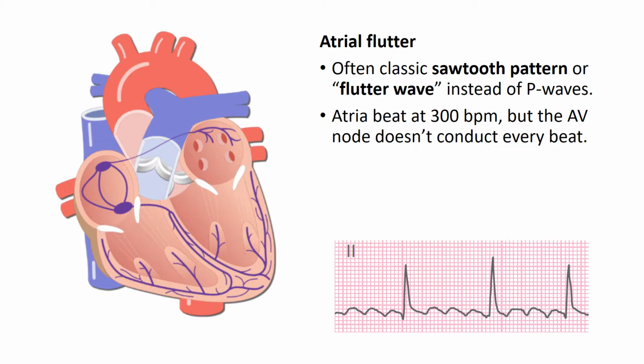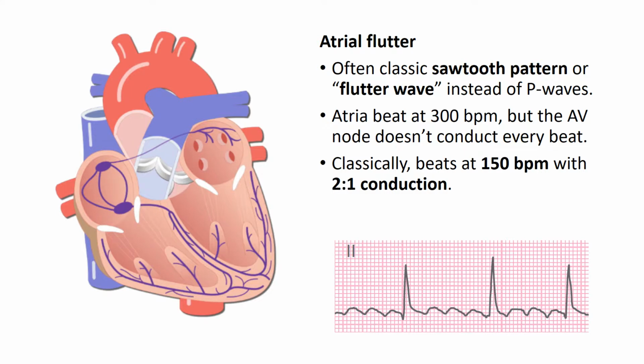And the reason you don't go that fast is because your AV node just doesn't conduct every beat. It's still sort of slowing things down. So you can see here it doesn't conduct, conducts, doesn't conduct, conducts. And it usually does that. It usually gives you every other beat that it's conducting. So classically, a flutter runs at 150 beats per minute, and it gives you 2-to-1 conduction.